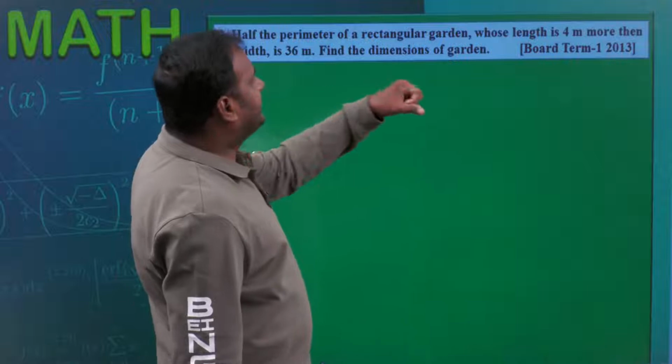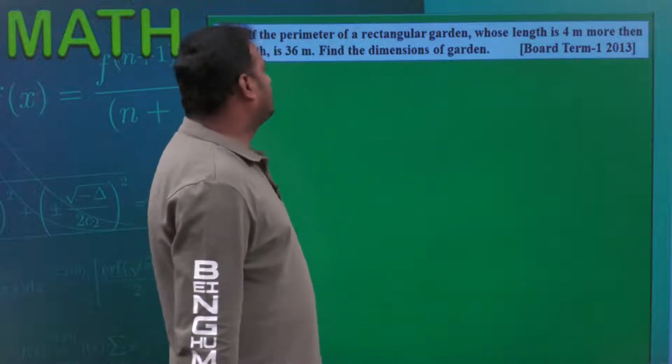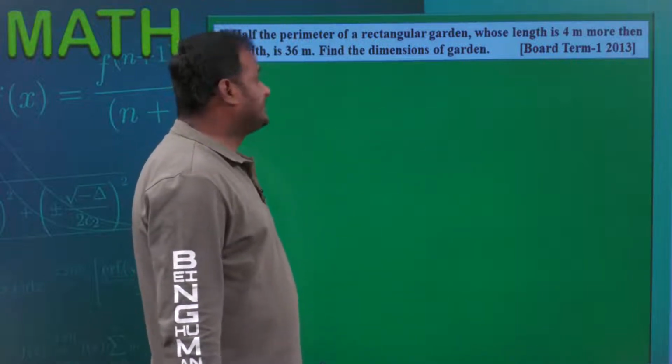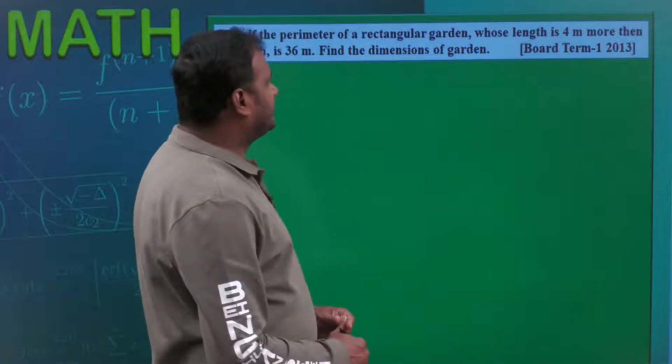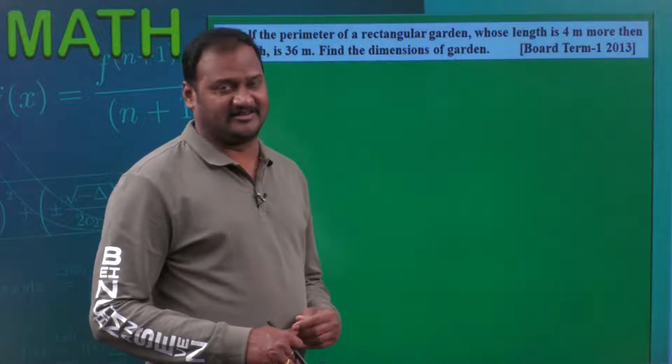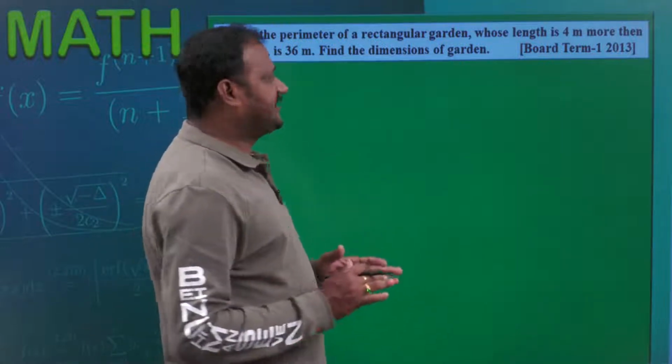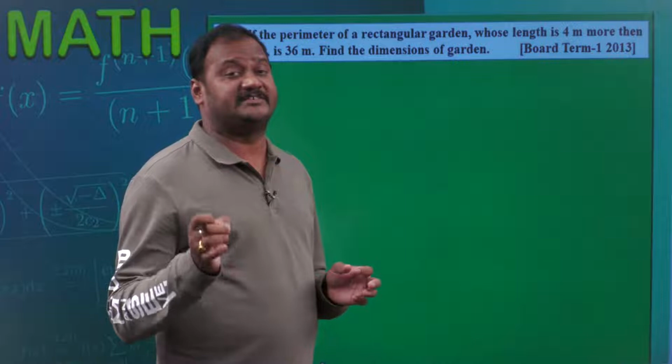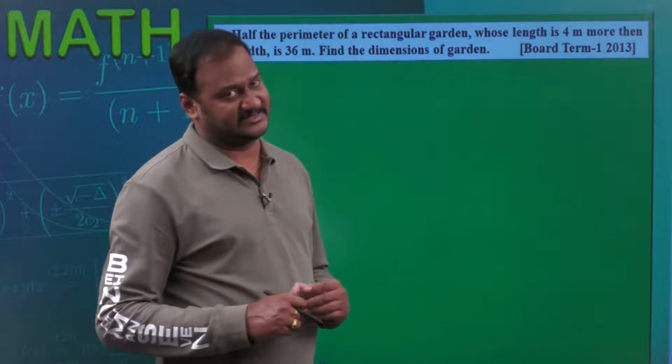Half the perimeter of a rectangular garden whose length is 4 meters more than its width is 36 meters. Find out the dimensions of the garden. Sometimes this problem can be given even for 1 mark also, so please be very careful to produce every single step according to the marking scheme.